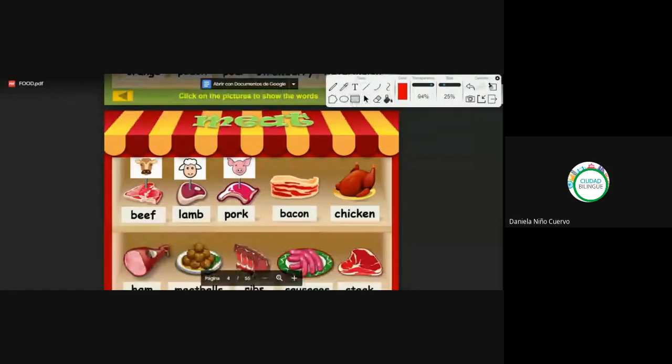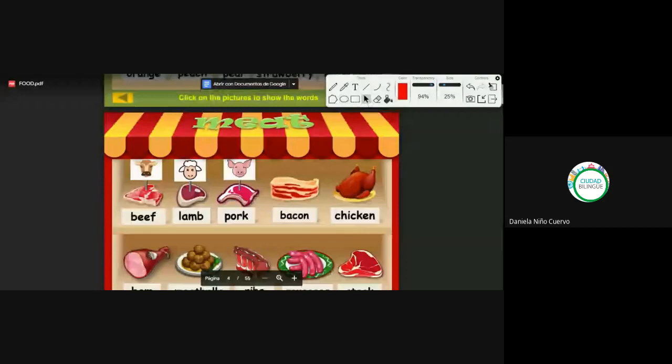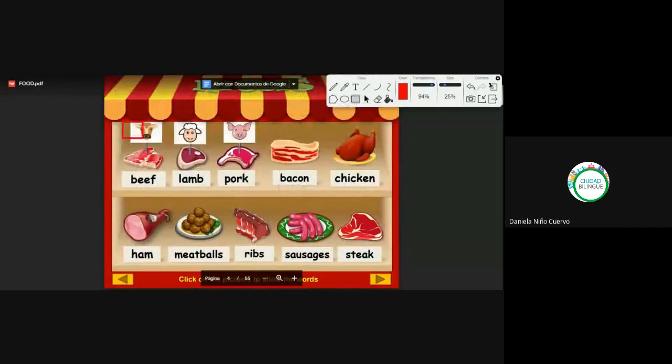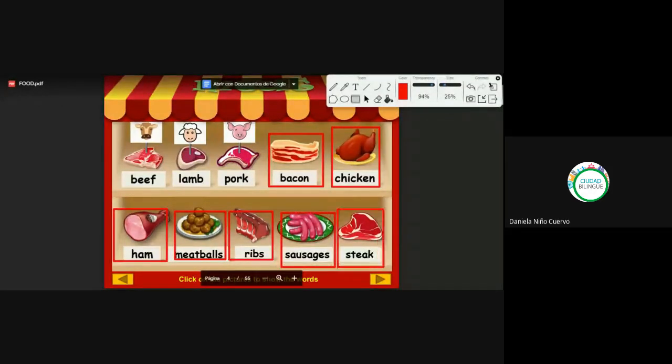Meat. Meat. Yes. How do you say meat in Spanish? Carne. Very good. Carne. So, yes. Grapes. Uvas. Okay. So, we have beef, lamb, pork, and here we have the animals from which we take this meat. Yes, we have the bacon, chicken, ham, meatballs, ribs, sausages, and steak. So this is like a very complete list of this meat.